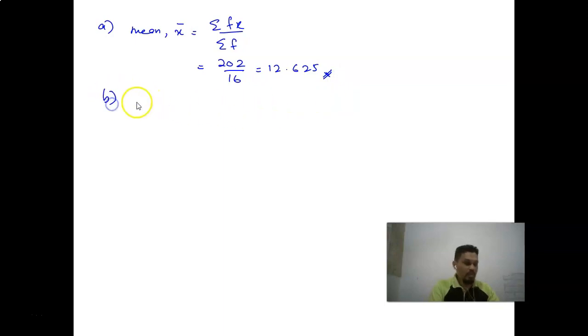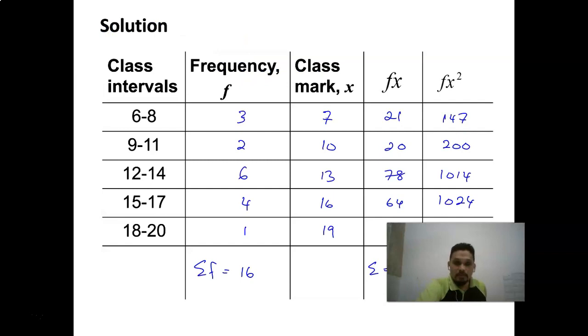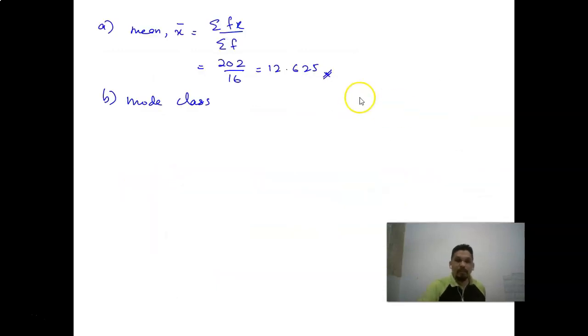Then B, median, the mode class. Okay, the mode class. Mode means that with the highest frequency. So according to this table, a class with the highest frequency here is 6. Okay, with the highest frequency equal to 6, size of class 12 until 14. The mode class is 12 to 14.